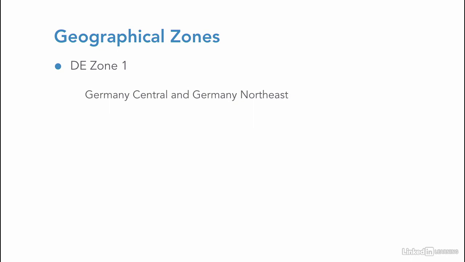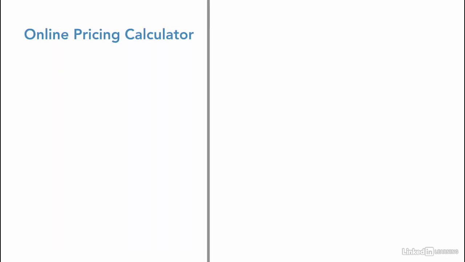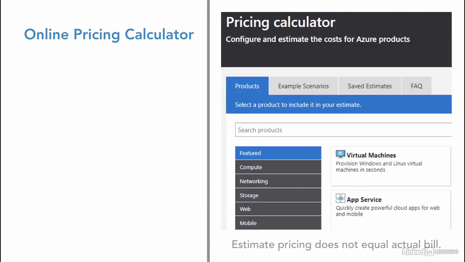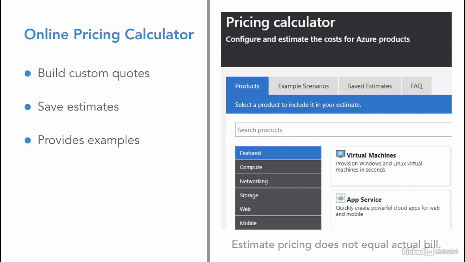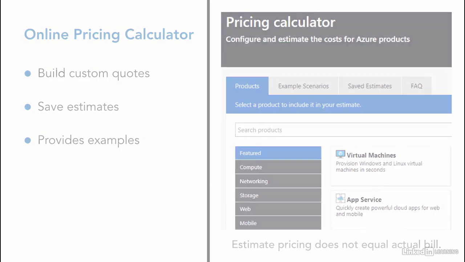Let's move on to the always tricky topic of predicting costs in Azure. One of the best places to start in predicting your costs when you move to Azure is with the online pricing calculator. Here, you can build custom quotes. You can save estimates. The calculator will even provide example scenarios for you to work with. One thing I do want to stress here is that the pricing calculator does not equal an actual bill. This will give you an estimate and only an estimate.